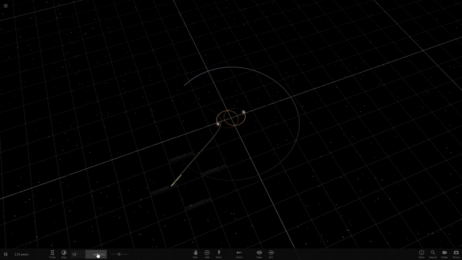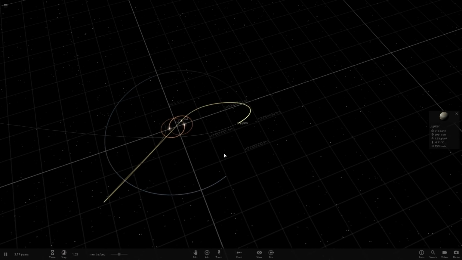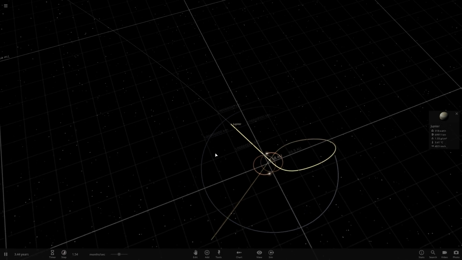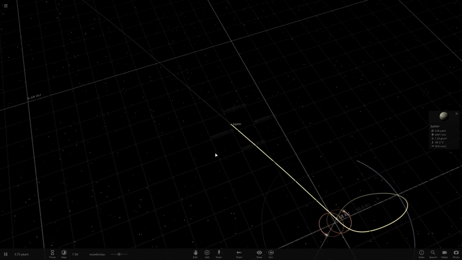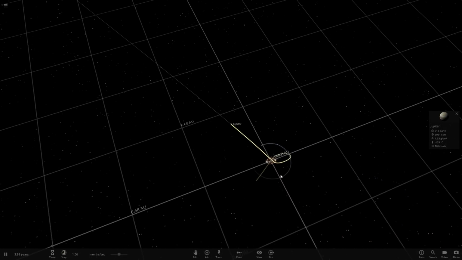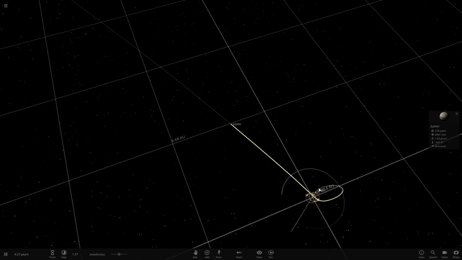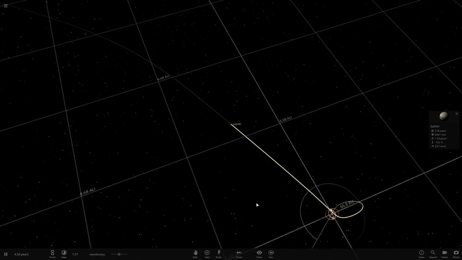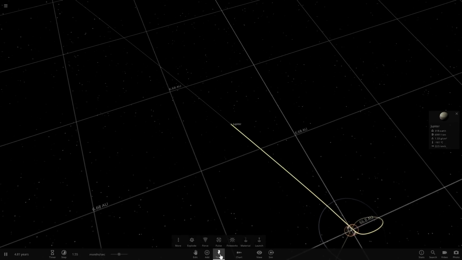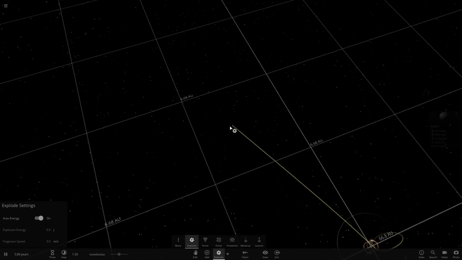Okay, I need to go even faster. It's not fast enough. Wow, Jupiter is just doing its own thing. I wonder how long it would take for it to... Oh, is that it? Is that the end? Is Jupiter off? Get out, Jupiter. You're not needed here. All right, let's blow up Jupiter.